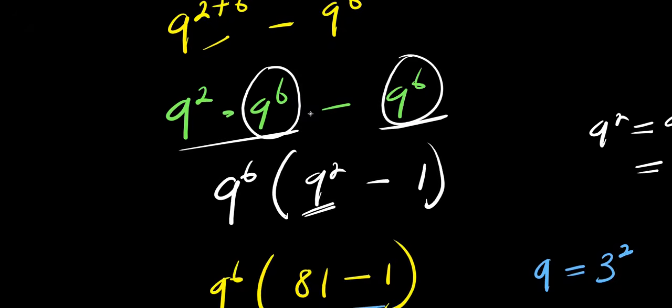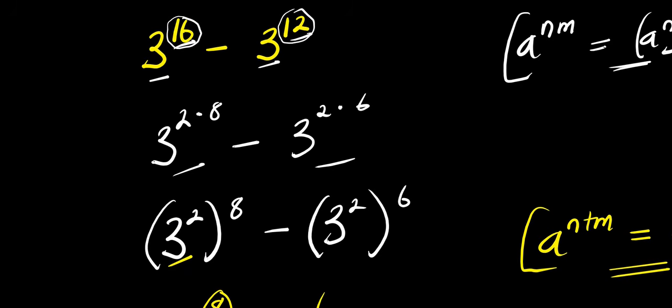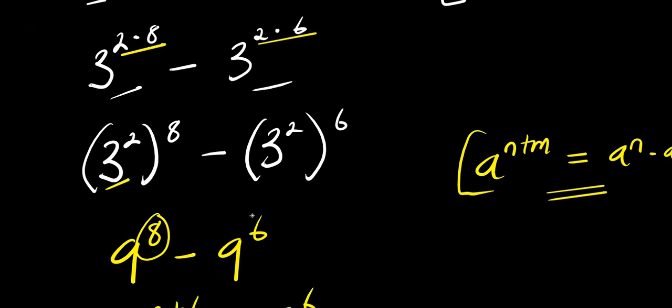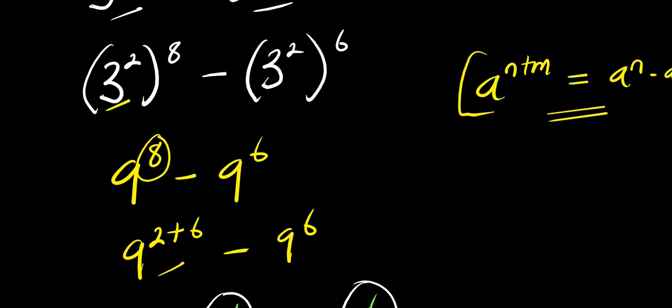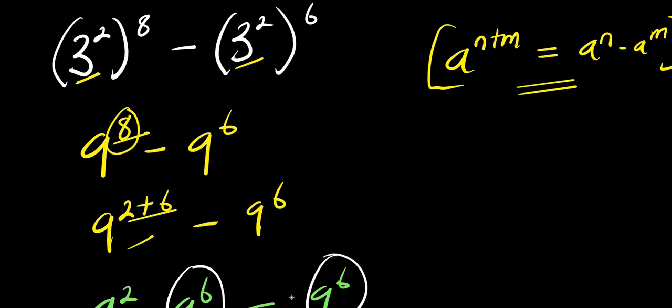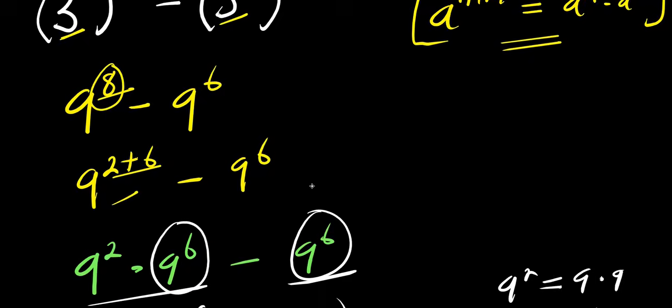Now a quick recap. The first step will be to express 16 as product of 2 times 8, and 12 as product of 2 times 6. We applied the identity a power n times m equals a power n, power m. So we evaluated 3 power 2 and 3 power 2. This gave us 9 on both sides. So the 8 here we expressed as summation of 2 and 6. So we applied the identity a power n plus m equals a power n times a power m.